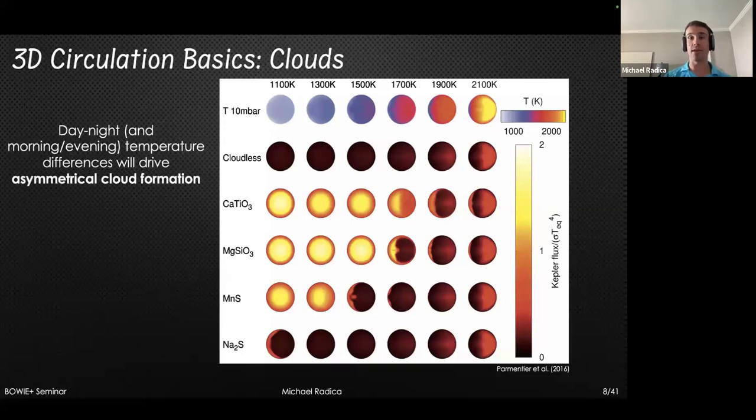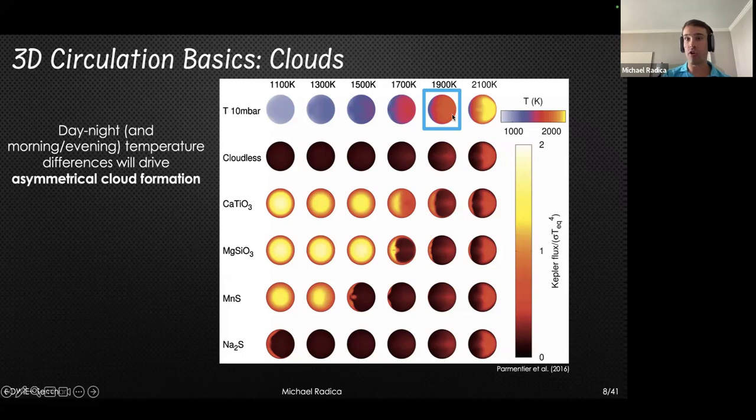The second is showing the emission from a cloudless planet. And this is all, I want to note, in the Kepler bandpass, and I'll get to why that's important in a second. And then the final four rows are all the emission in the Kepler bandpass if we allow clouds to form with different compositions, with CaTiO3 down to Na2S at the bottom. Now, the reason the Kepler bandpass is important is because Kepler observes quite blue. The result of this is that you get both a mix of thermal emission and reflected light in the Kepler bandpass.